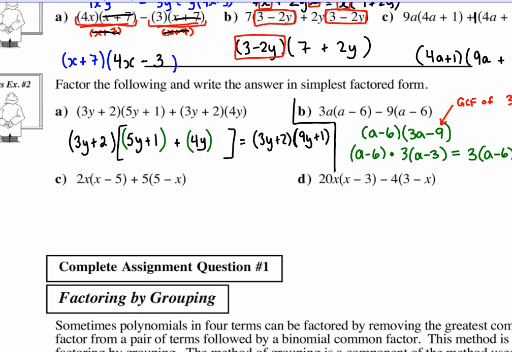Let's try C. Are these the same? No. Are they almost the same? Okay, so they're close. What's wrong? Opposite signs, negatives and positives of each other. Right. So could we pull out a negative out of one of them?